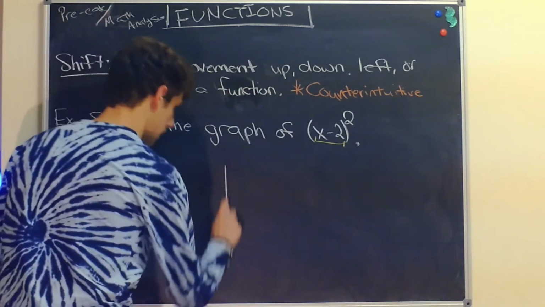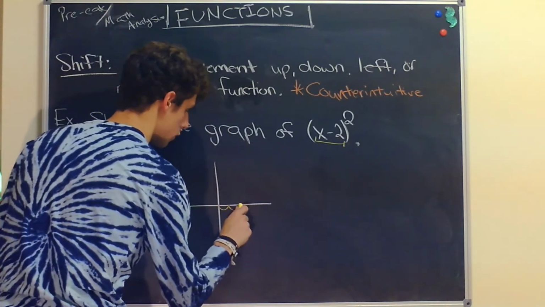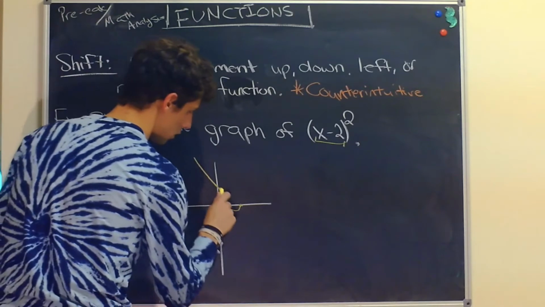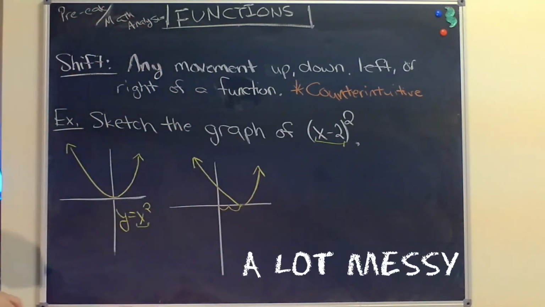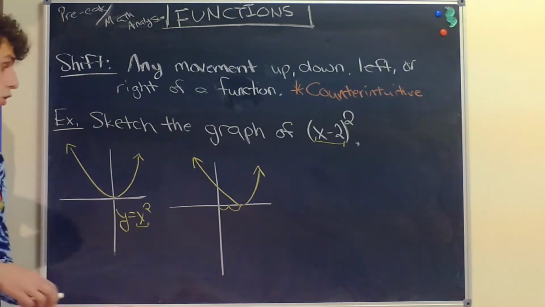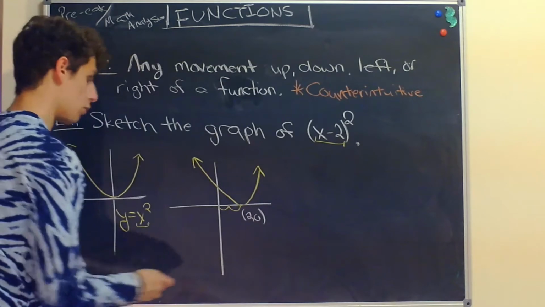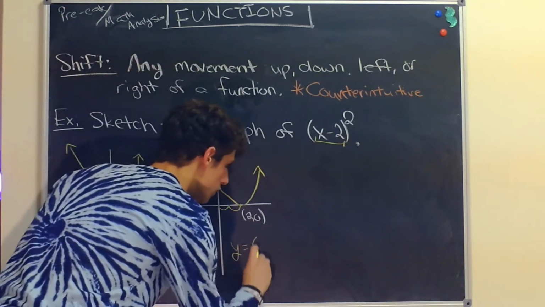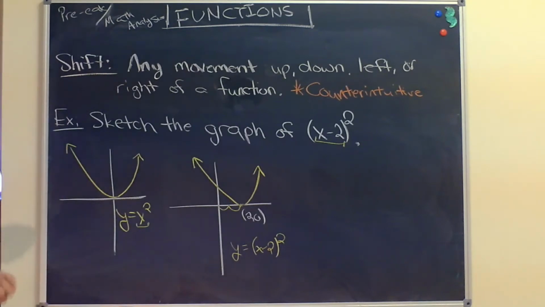So let's go ahead and draw that out. So I'm taking our point 0, 0, and I'm moving it 2 points to the right. So this is going to be the bottom of our parabola. And it'll look like that, which looks a little messy, but our parabola is centered at the point 2, 0. And this is the graph of y equals x minus 2 squared. Okay, let's take a look at stretches.